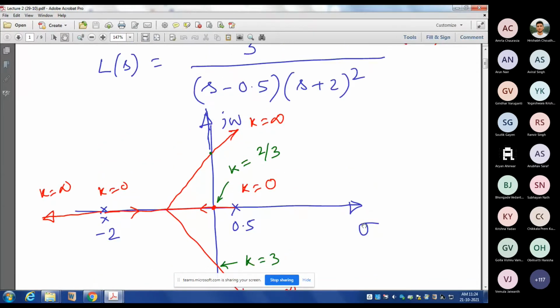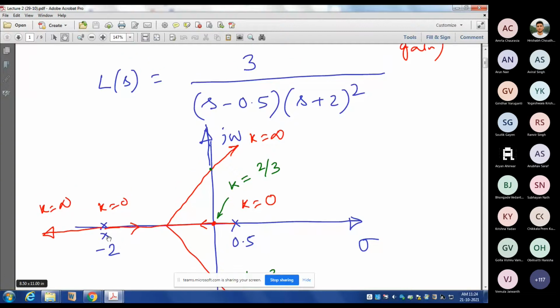This is the real axis, imaginary axis, and there are two poles at -2 and one at 0.5. Root locus branches will start at open loop poles and end at open loop zeros. So how many zeros are there? Here 3 open loop zeros at infinity are there, right? The number of zeros at infinity. The root locus branches start at open loop poles and end at open loop zeros.